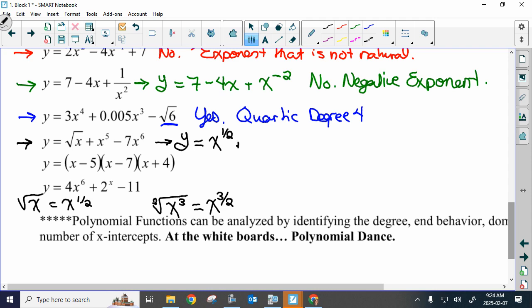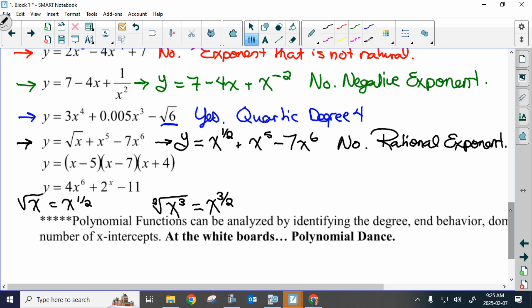So if I rewrite this using that exponent law from grade 10, is this a polynomial function? No, because 1/2 is not a natural number. So no, we have a rational exponent. And rationals are fractions, right? We don't want fractions for our exponents. Now, if I were to send you to the whiteboards, would you be able to expand this whole thing?